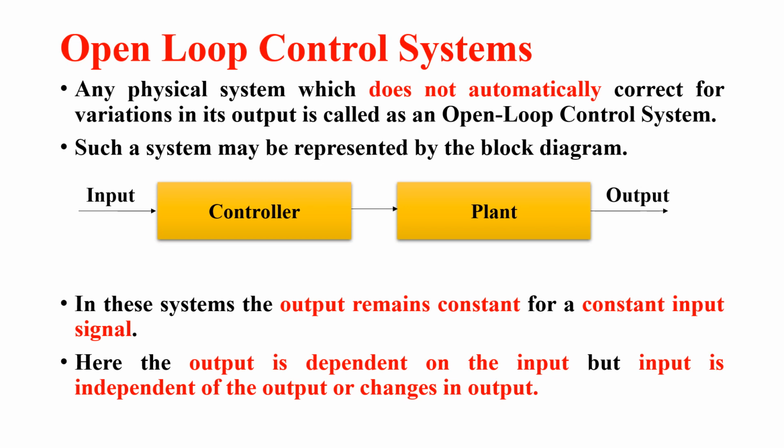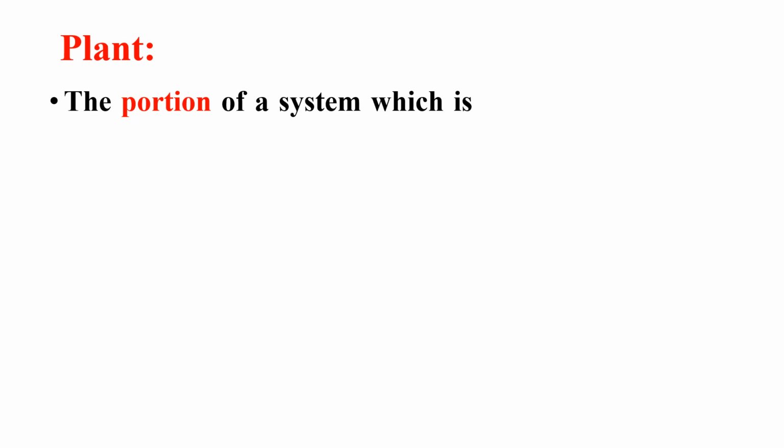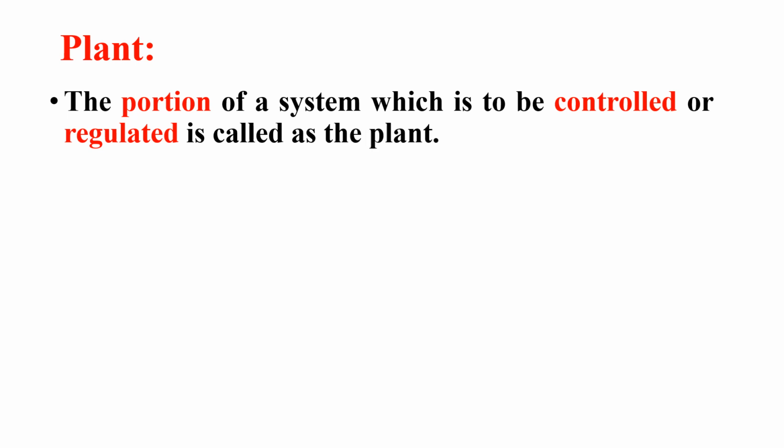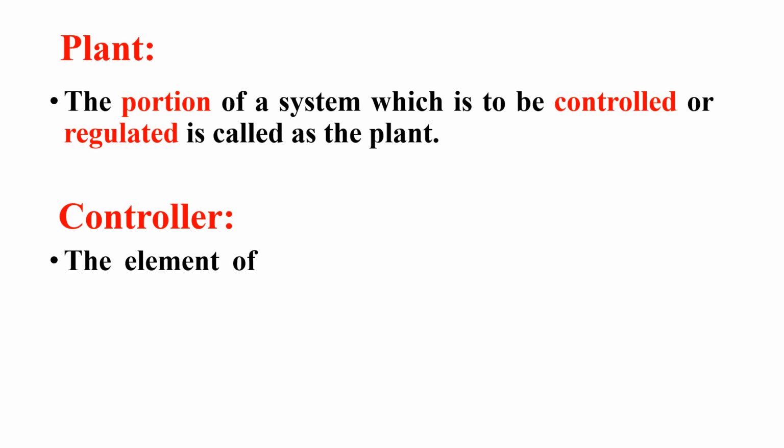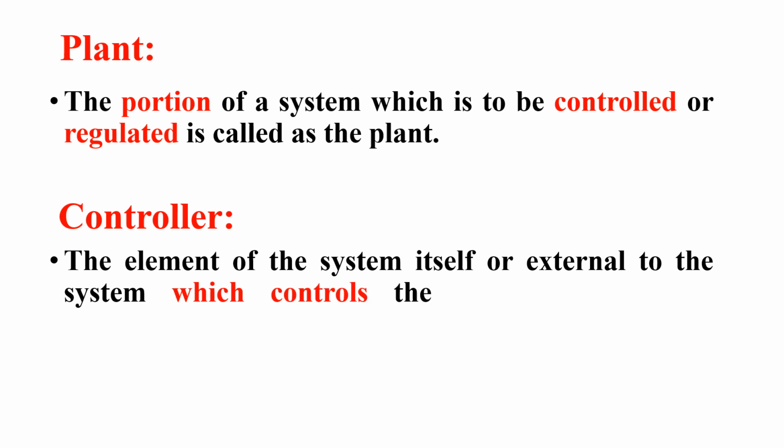So now we have to understand what those two blocks, controller and plant, are. First, let me consider the definition of plant. The portion of a system which is to be controlled or regulated is called the plant. So this is the portion of the system that needs to be controlled or regulated. How is it controlled or regulated? Using another block called the controller. The element of the system itself, or this could be external to the system, which controls the plant, is called a controller. So this is the definition of plant and controller.